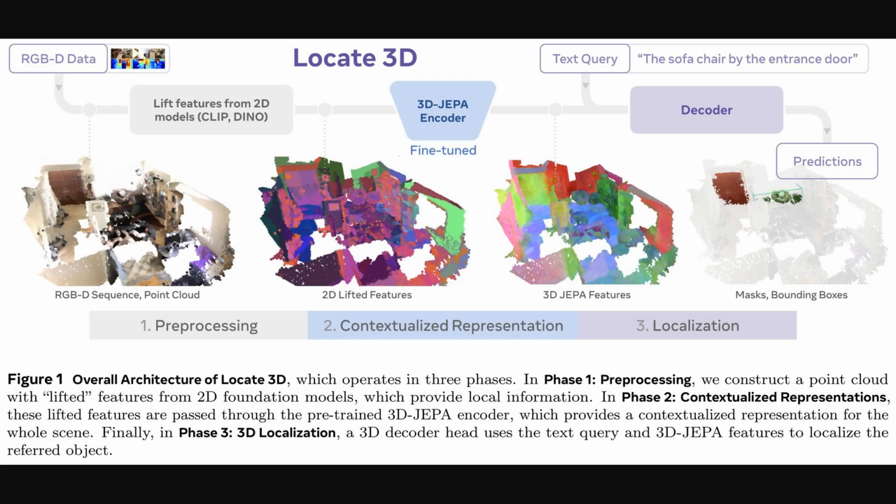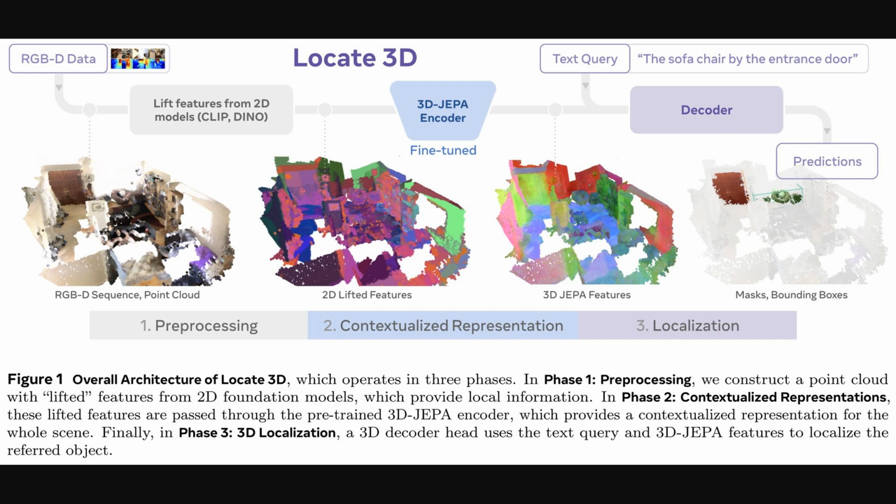Alright, so Figure 1 gives us a great overview of the Locate 3D architecture, which works in three main phases. First, in pre-processing, it takes that RGBD data we talked about and uses what are called 2D foundation models. These are powerful pre-trained AI models like Clip and Dino to extract initial information or features and build a 3D point cloud. Then, in the second phase, contextualized representation, these features are fed into the 3DJEPA encoder.